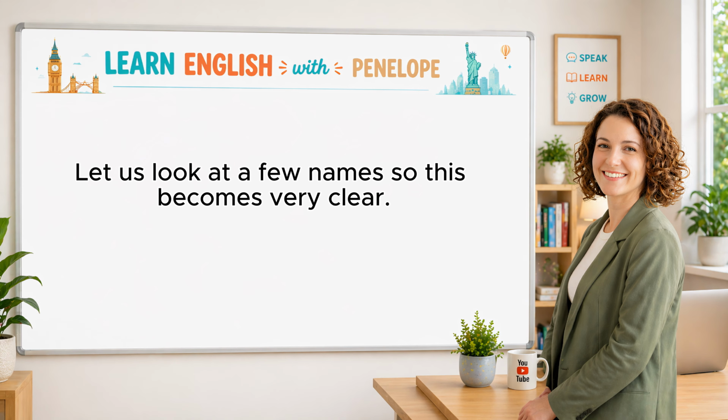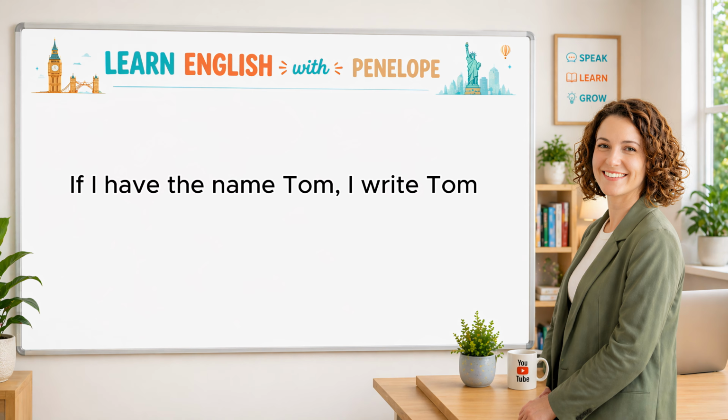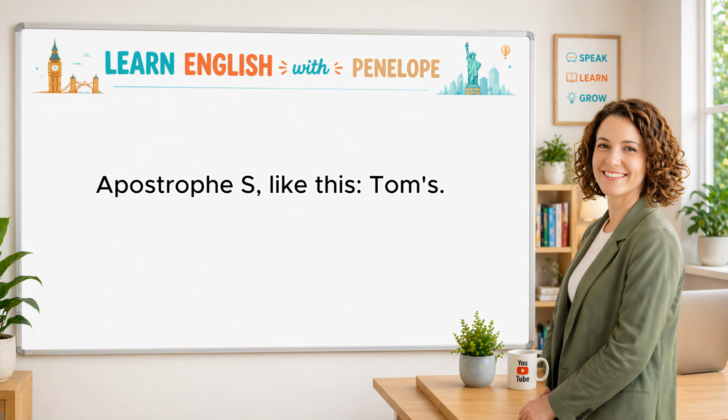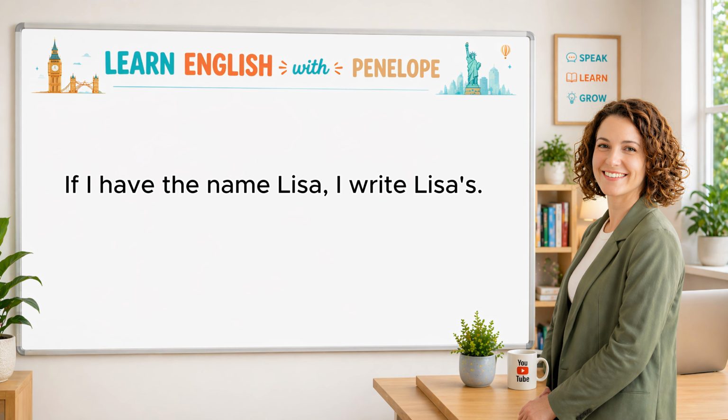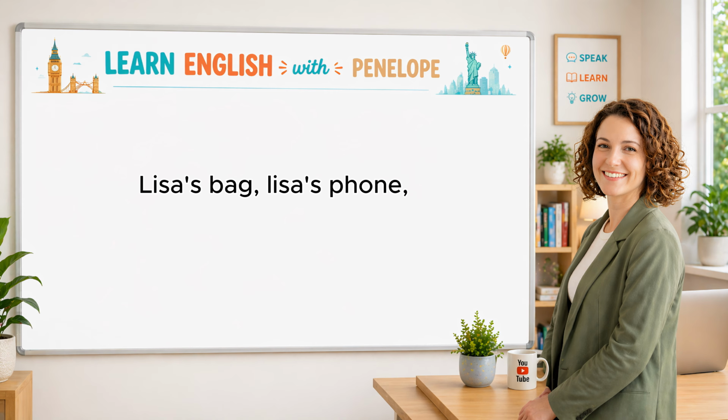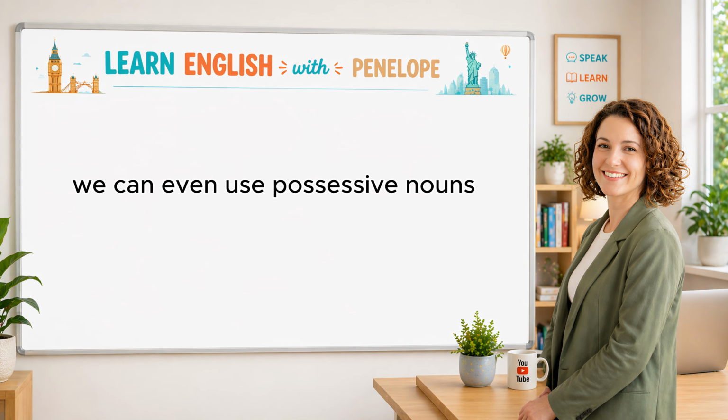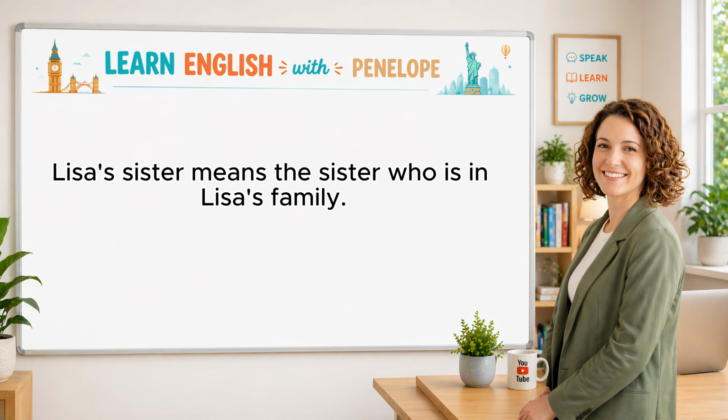Let us look at a few names, so this becomes very clear. If I have the name Tom, I write Tom apostrophe S, like this, Tom's. Then I add what Tom has. Tom's car, Tom's dog, Tom's house. Each time, the apostrophe S is telling us that Tom owns these things. If I have the name Lisa, I write Lisa's bag, Lisa's phone, Lisa's sister. Yes, we can even use possessive nouns to talk about family relationships. Lisa's sister means the sister who is in Lisa's family.